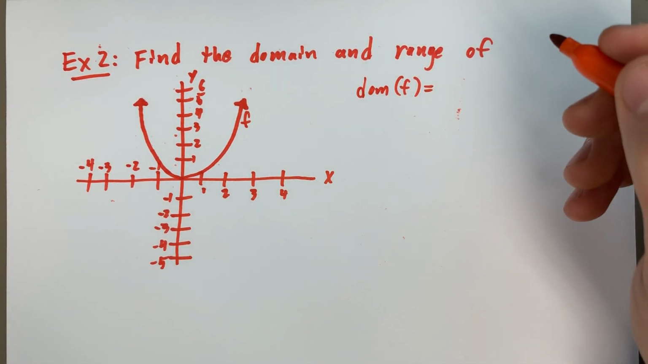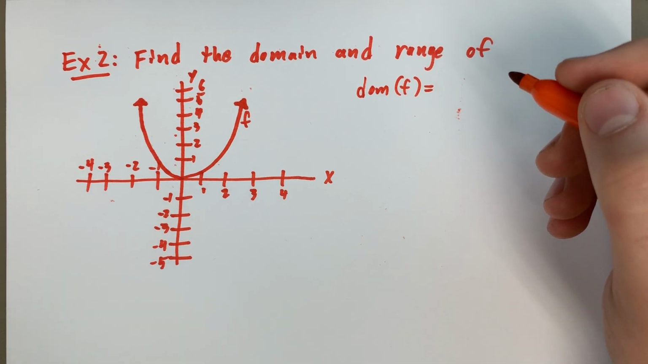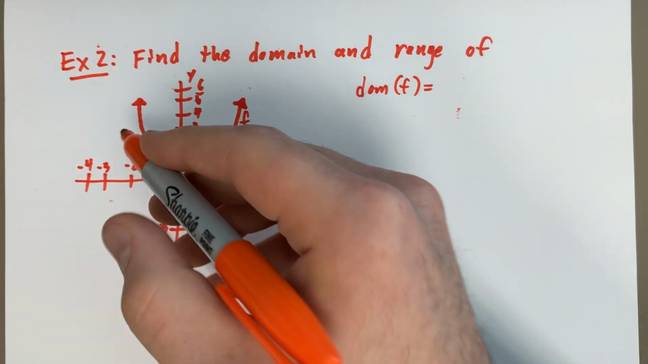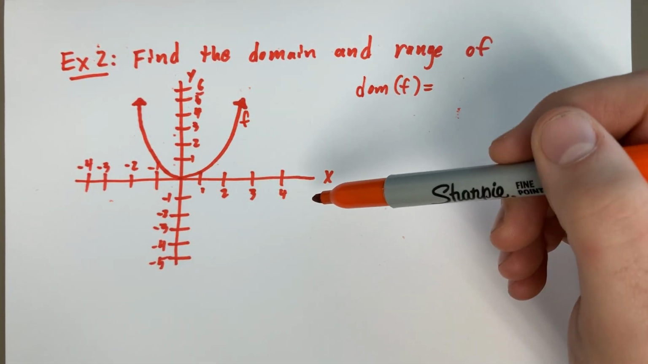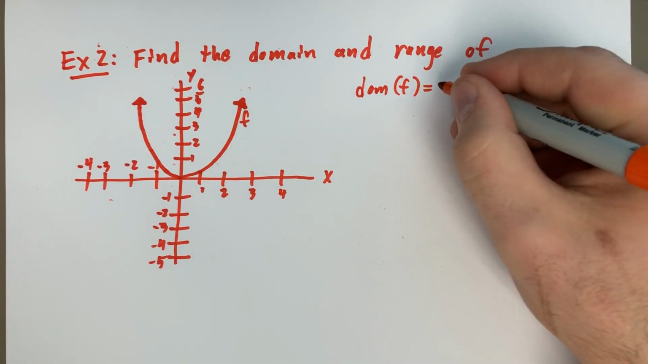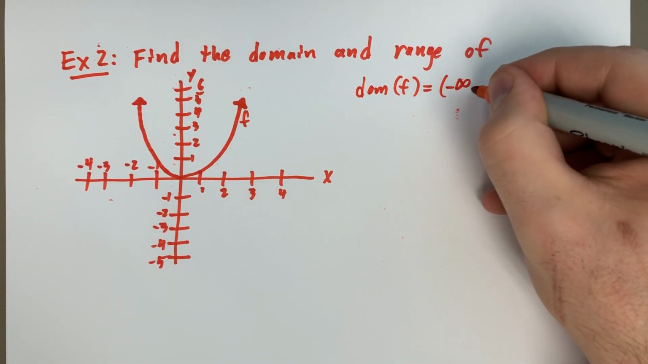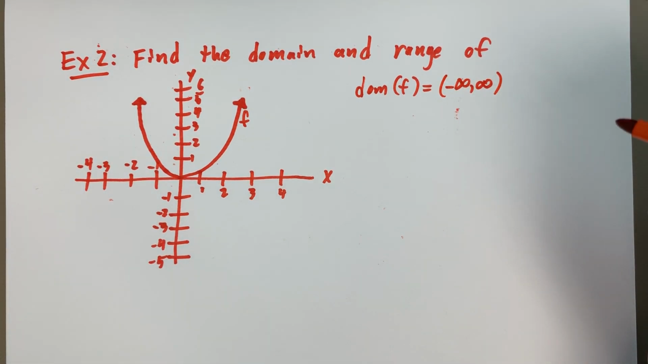All right? So in this case, the domain of this graph, or this function, is going to be everything, because I can plug in any negative number and get a y value out. I can plug in any positive number that I think of and get a y value out. I can plug in 0 as well. So my domain is everything, negative infinity to infinity. There's no stopping. Okay?